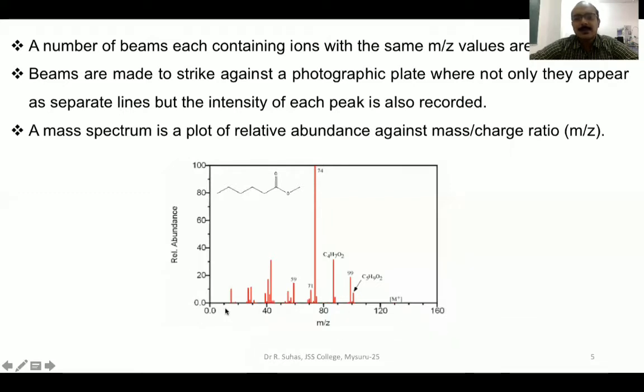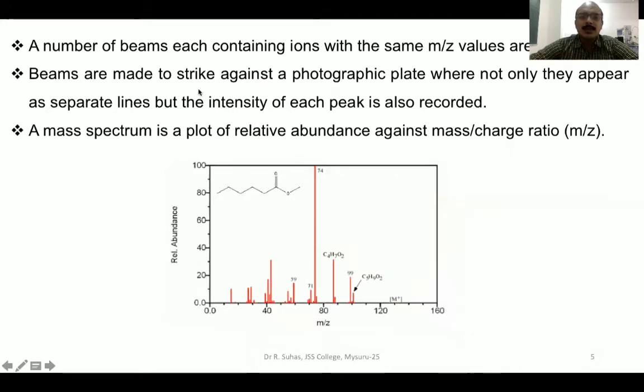So, in the m by z values, you will see that there are a number of beams. Each line in this mass spectrum is called a peak. Here you won't see a bell-shaped curve, rather you will see lines, and each line is called a peak. Whichever peak has the highest molecular weight in the mass spectrum is called the molecular ion or parent ion, represented by M plus radical. So this is a typical mass spectrum.